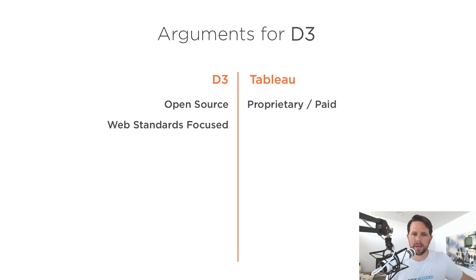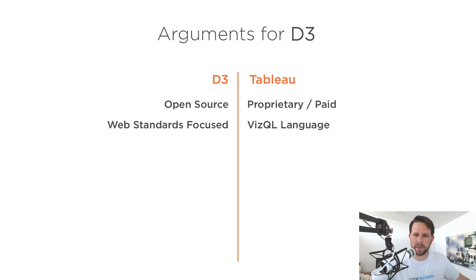Now, D3 is web standards focused. What that means is it generates HTML, SVG, CSS, all the standard stuff, so you can debug it in the web. It behaves like everything else on the web does. You're not confused by how that works, or if you're trying to work with it in a product or something else, it's not really different than anything else that you're used to doing on the web.